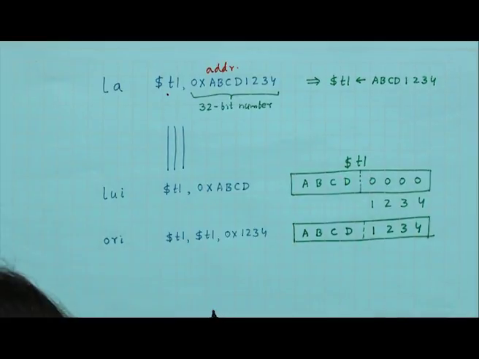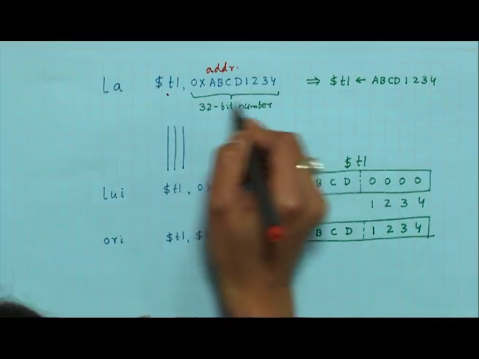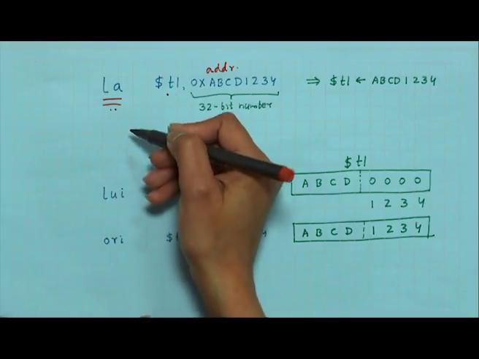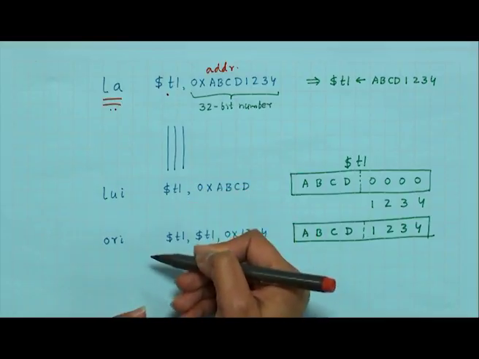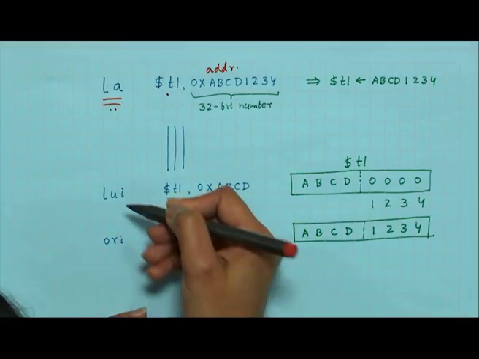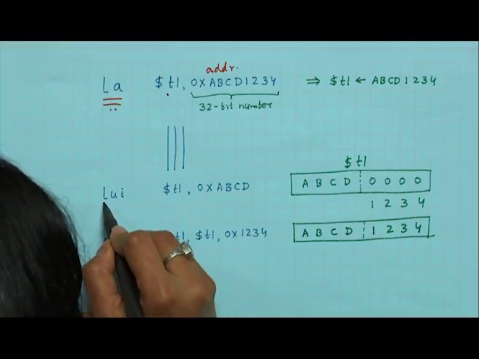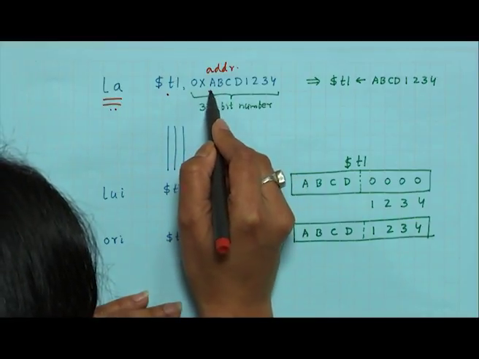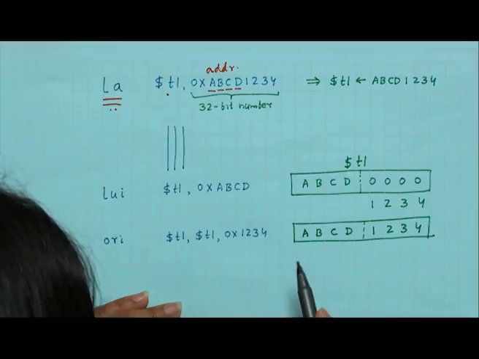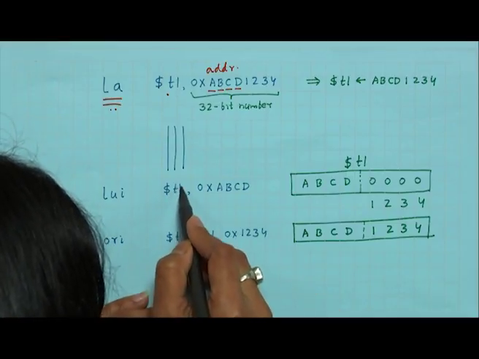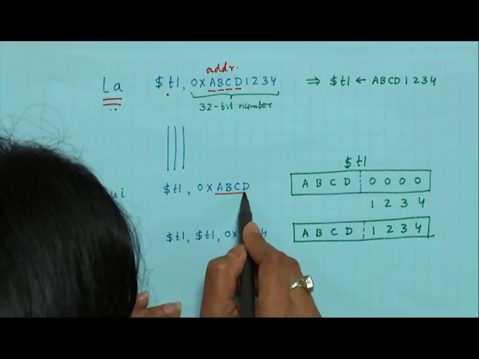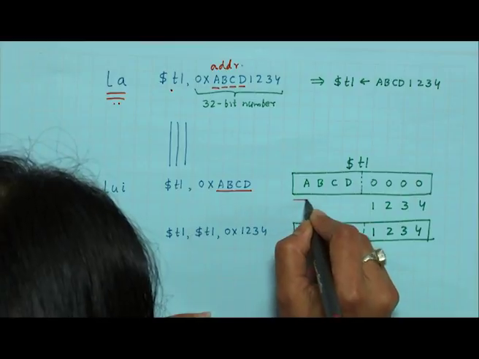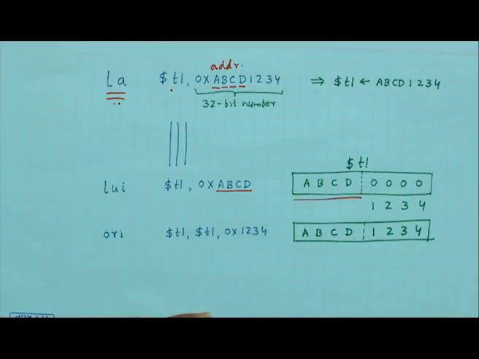This is a 32-bit number. We do not have such kind of address LA in MIPS. So, this instruction will break down into a couple of more instructions when you actually execute. How will it get executed? Load upper immediate. This is the upper 16 bits, A, B, C and D. So, in $T1 the upper 16 bits are added. Now you see in T1 the upper 16 bits are loaded with A, B, C, D.